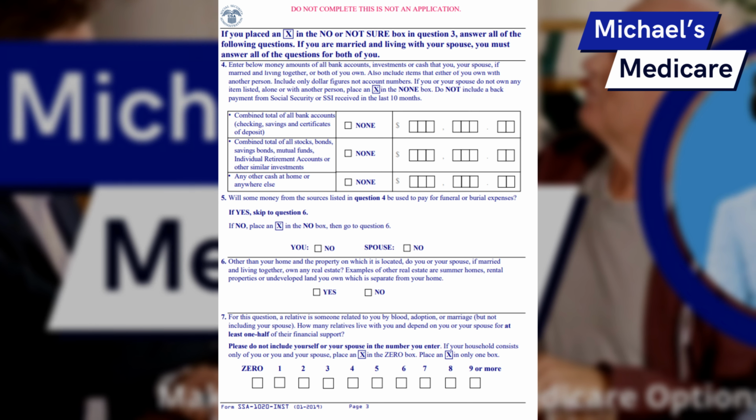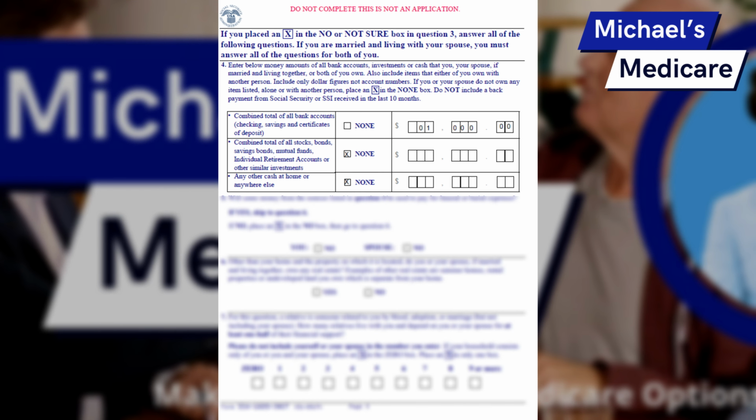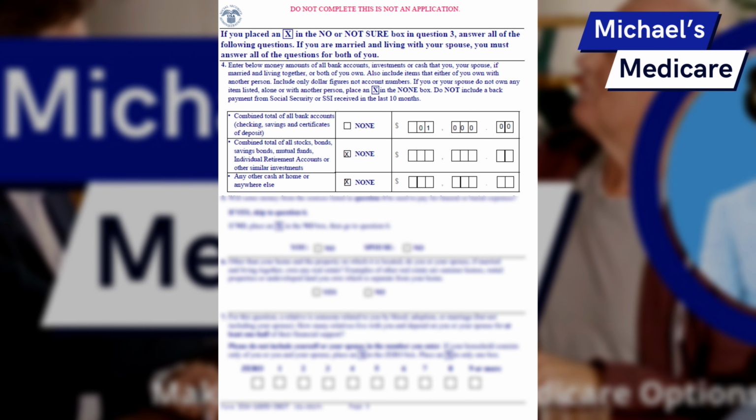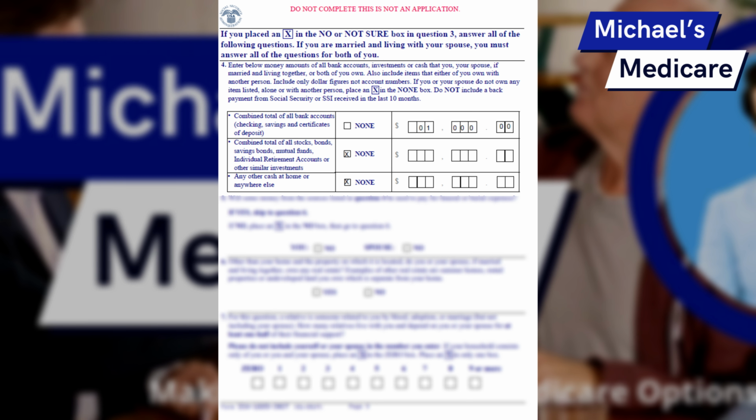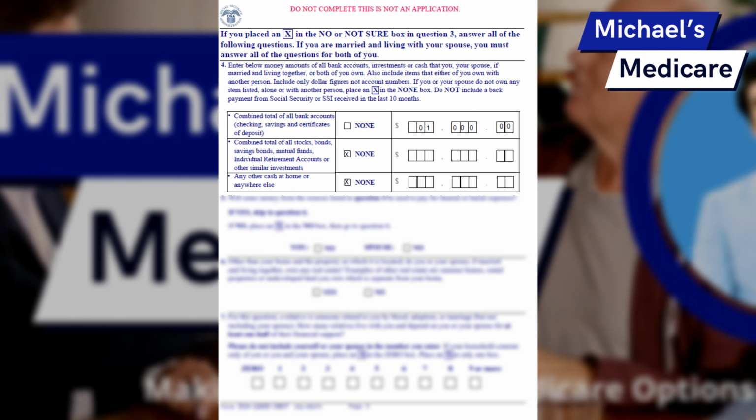So in this case, we're going to say that Jeff has $1,000 as combined total of all his bank accounts put together. So we'll put that $1,000 in there. And then none for the combined total of all the stocks or bonds and savings bonds, mutual funds, individual retirement accounts, or other similar investments, and none for any other cash at home or anywhere else. So I guess that means buried in the ground, maybe?